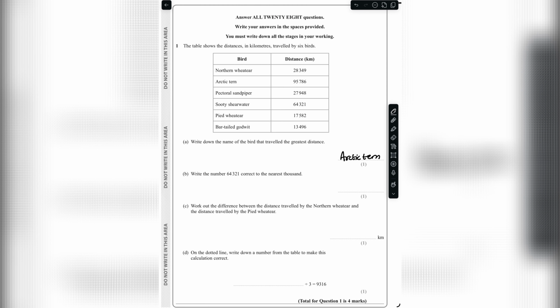In the second part of this question, we are asked to write the number 64,321 correct to the nearest thousand, and that is simply 64,000.